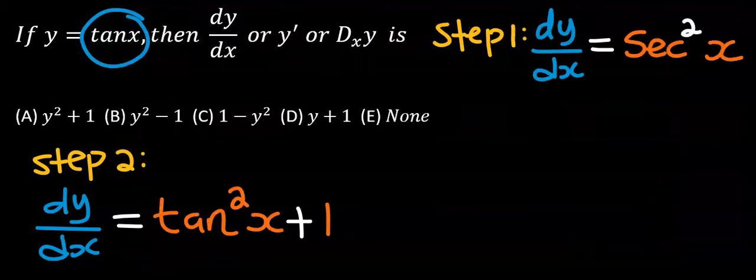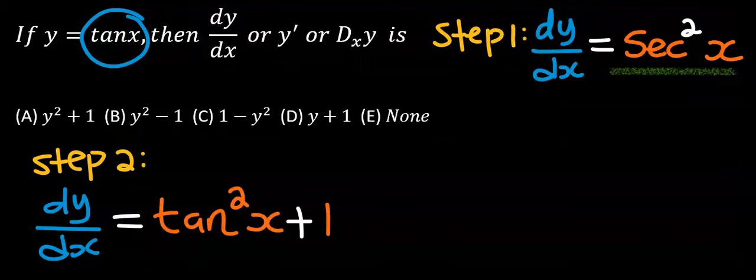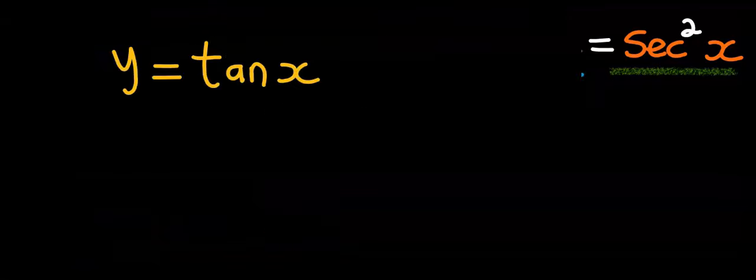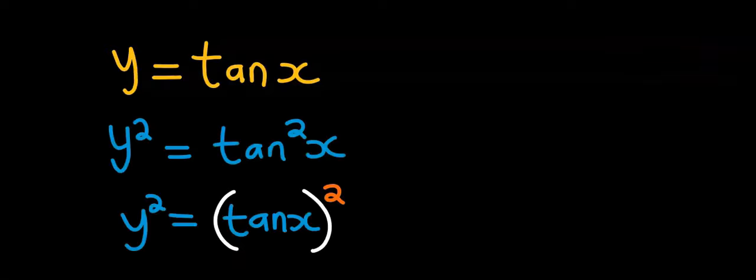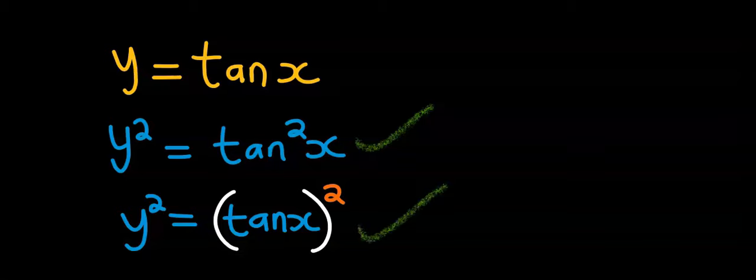Next, in step number 2, instead of writing sec squared x for my dy/dx, I can replace it now with tan squared x plus 1, which I got from the basic trigonometric identity functions table. Subsequently, if y is equal to tan x, then y squared is equal to tan squared x, and this is the same as this. Both are the same.